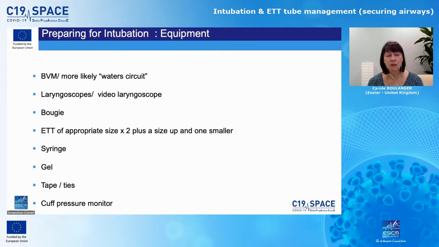Bougie, gum elastic bougie. This is sometimes described as an introducer. In situations of slight difficulty, this will be inserted into the airway to guide the endotracheal tube into position. We always have endotracheal tubes of appropriate sizes. Generally, most units would put size 8s into ladies of an average size and size 9 into gentlemen, but ask the intubator what they want for that individual patient. So we usually have 2, plus a size up and plus 1 smaller. A syringe to inflate the cuff, some gel and some ties and tapes, and a cuff pressure monitor.